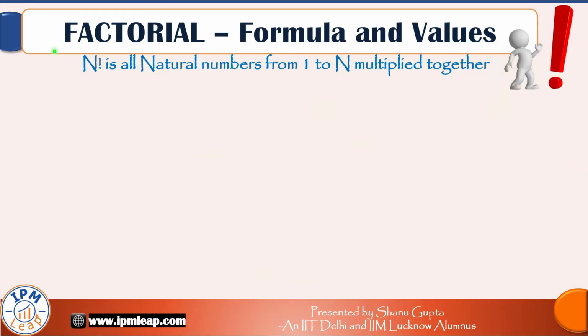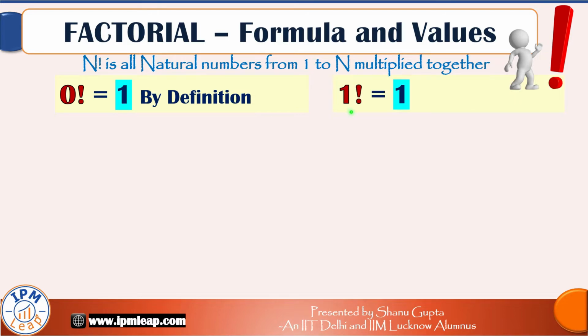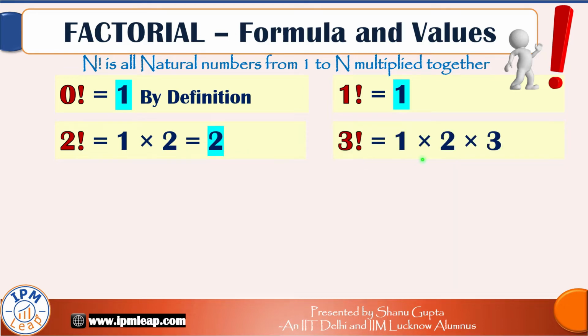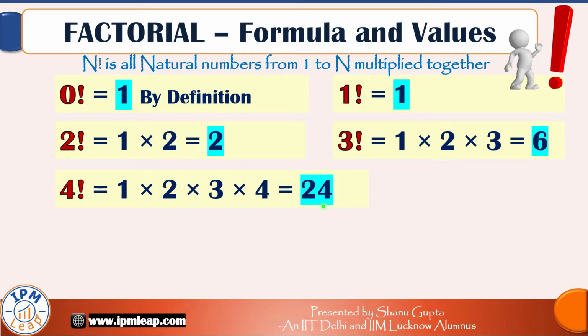So first, we will discuss the values of some common factorials. 0 factorial by definition is equal to 1. Now, n factorial is all natural numbers from 1 to n multiplied together, and the count of natural numbers starts from 1. So 1 factorial is also equal to 1. 2 factorial is 1 into 2, so it has the value of 2. 3 factorial is 1 into 2 into 3, so it is equal to 6. 4 factorial is 1 into 2 into 3 into 4, which is equal to 24.